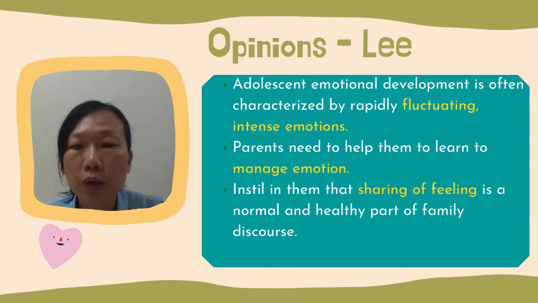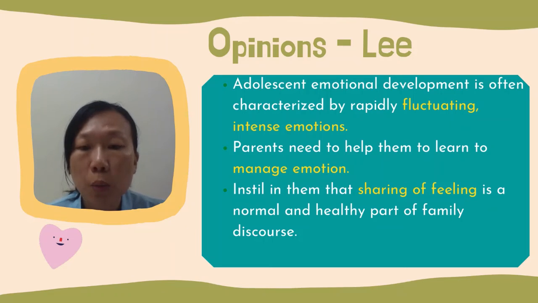Adolescent emotional development is often characterized by rapidly fluctuating intense emotion. This is because though they are biologically adult, their emotions are not fully matured yet. They also experience hormonal changes and psychological stress. That's why they are very emotional. So parents need to help them learn to manage their emotions so they won't keep the feelings to themselves and feel stressed. Parents should also instill in them that sharing of feelings is a normal and healthy part of family discourse. They should train them to share their feelings with family. If they have any problem, they should talk to their family.